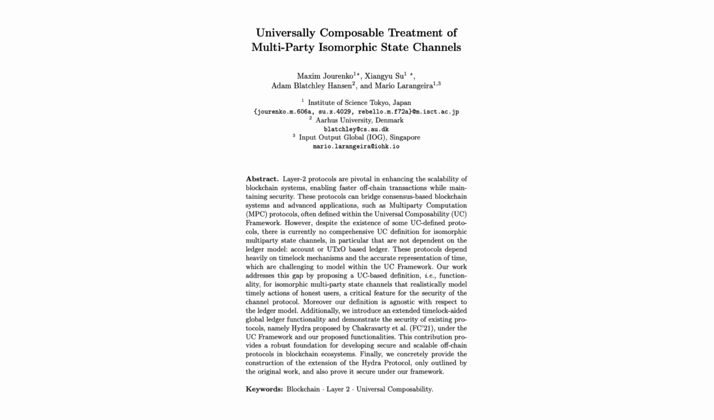And here's where it gets really interesting, because this new paper points out a significant gap even within this supposedly gold standard framework. They say there's currently no comprehensive UC definition for isomorphic multi-party state channels, especially ones that aren't tied to a specific type of underlying ledger. Whether it's account-based like Ethereum or UTXO-based like Bitcoin, it's almost like having a universal adapter, but finding out it only fits European plugs, not US ones.